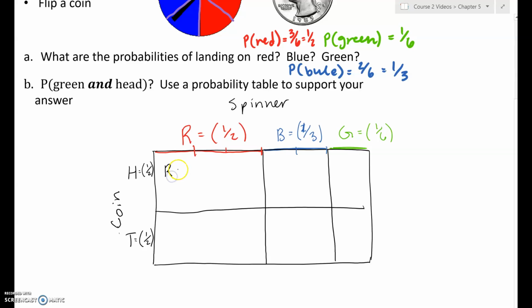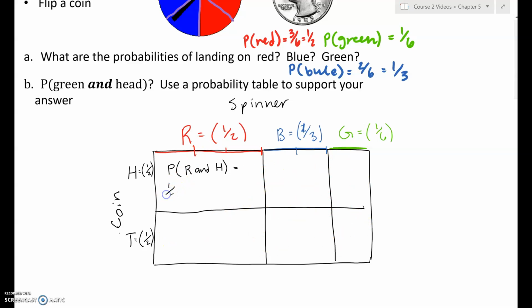Spinning red and it being, so this is the probability of it being red and head, and that's equal to the area here. What area of the rectangle is this? Well, it's half of the rectangle going this way and half of the rectangle going this way. So for a total of 1/4, that really does look like a quarter here. That's 1/4 of the rectangle, a quarter, a quarter, and a quarter.